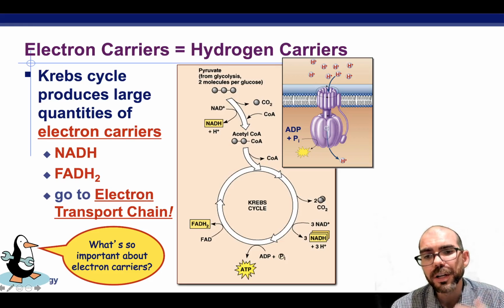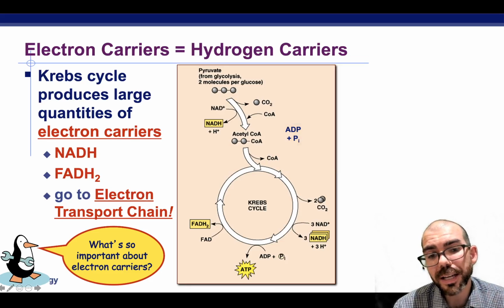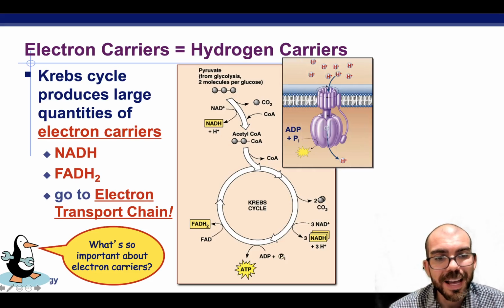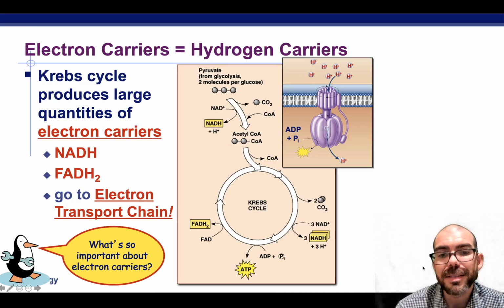If we are able to get enough electron carriers, we're going to be able to use those later on to generate ATP. To give you a preview of how that is, this enzyme is called ATP synthase. ATP synthase is what's going to generate most of the ATP in cellular respiration.